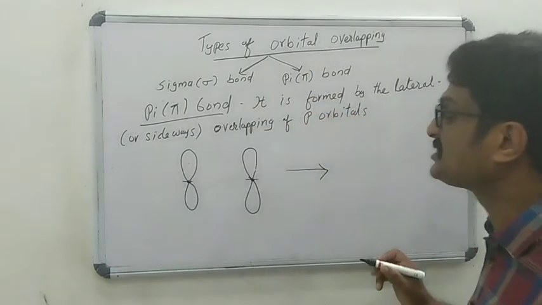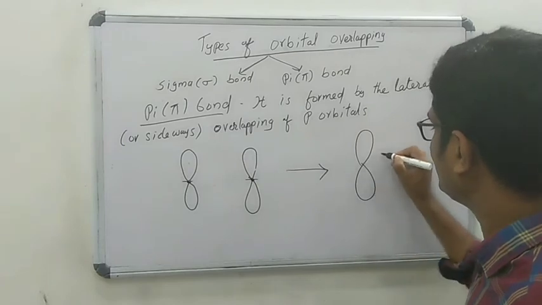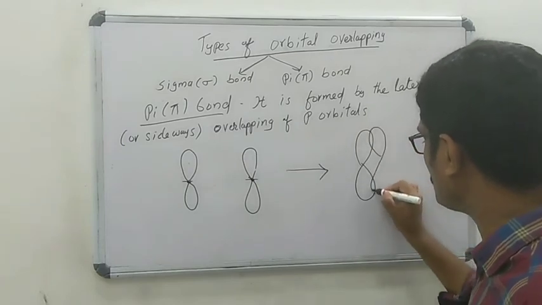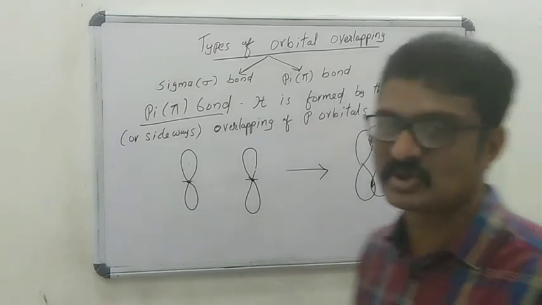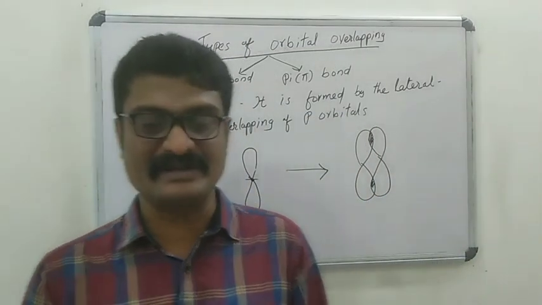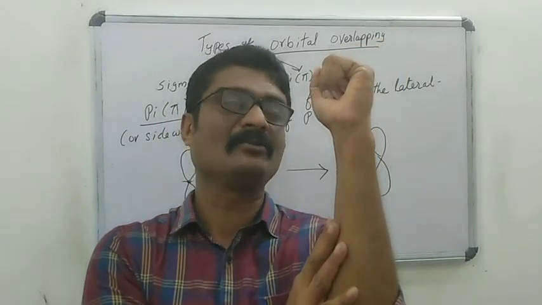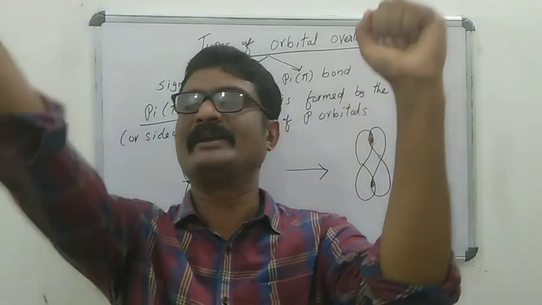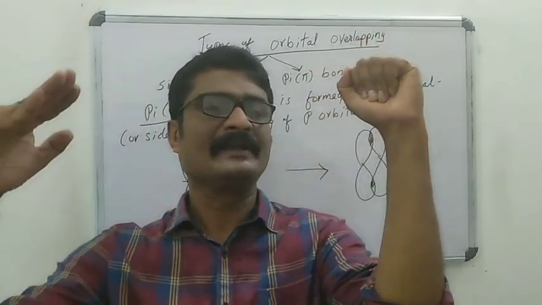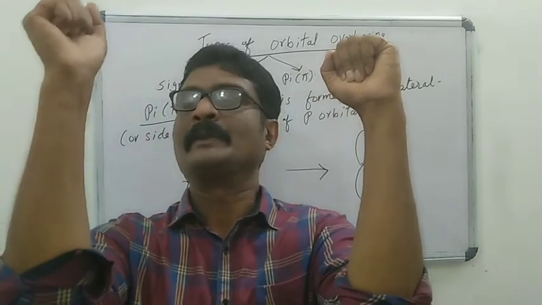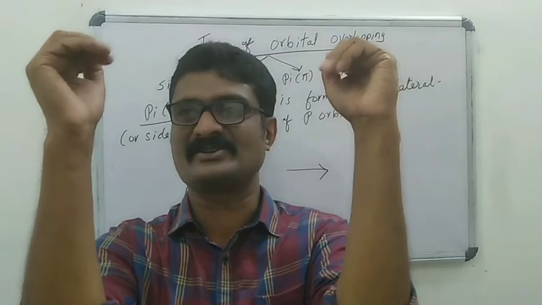sideways or lateral overlapping takes place like this. Please listen. Sidewise overlapping. Here the p orbital of one atom, this one, p orbital of another atom. These two p orbitals lie perpendicular to the internuclear axis.